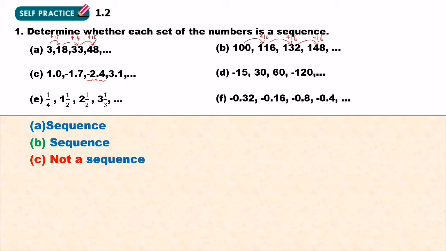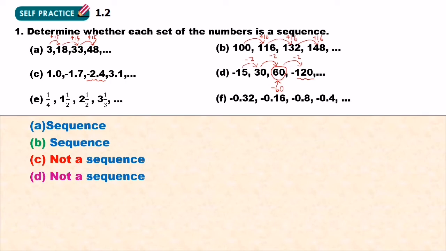Okay, for D, negative 15, 30, 60, negative 120. Negative 15 multiplied by negative 2, you obtain 30. If 30 is multiplied by negative 2, you will obtain negative 60. But here it is positive 60. And you multiply again by negative 2, then you obtain negative 120. So this is not a sequence because the number 60 is supposed to be negative 60, but now it is positive.